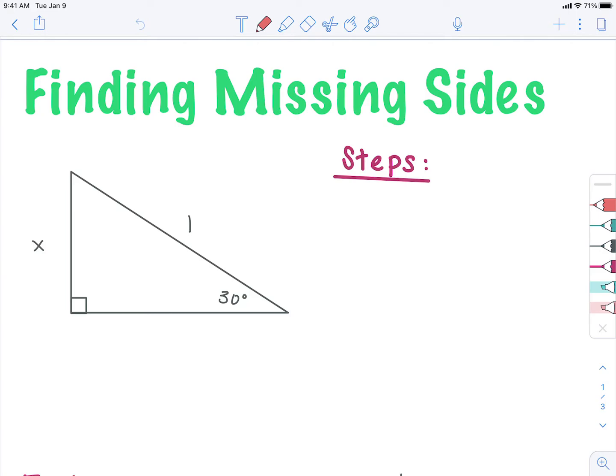So if we want to find the sides of the missing triangle, the first thing that you want to do with any of these problems is you want to go in and label all of your sides. Label the given sides. So if I were going to label the sides that were given here, I have x, which is my opposite side, because it's across from the angle that they gave me, and I have my hypotenuse. They told me it was 1.